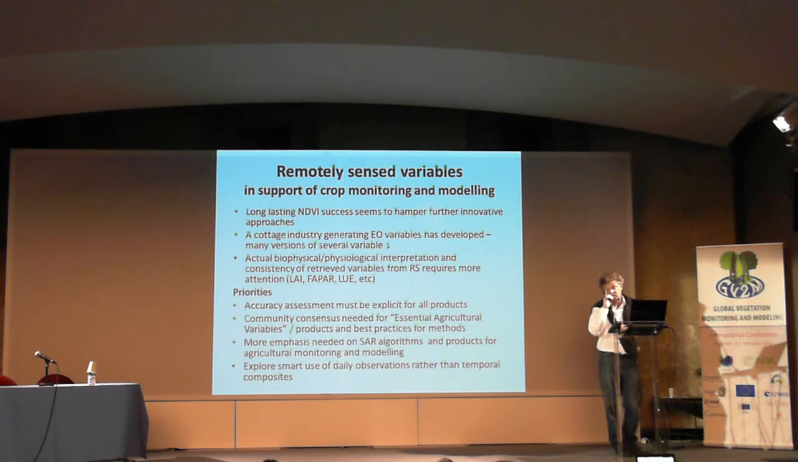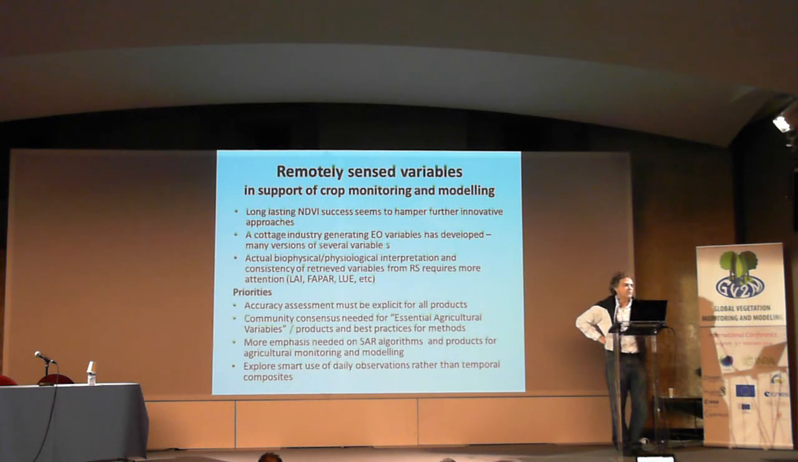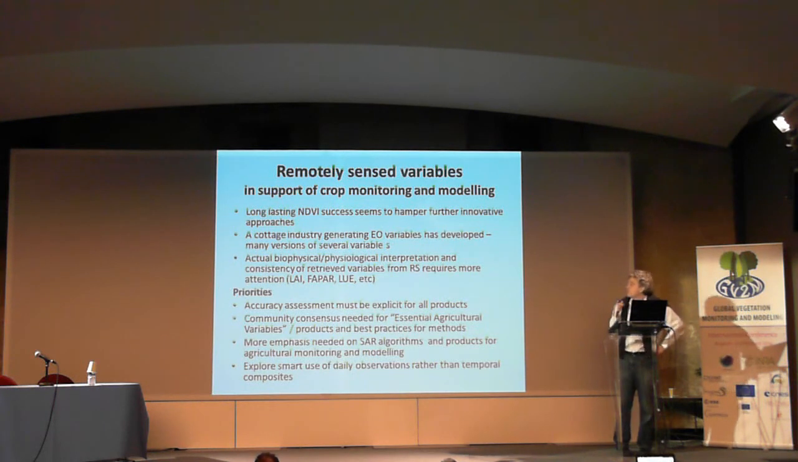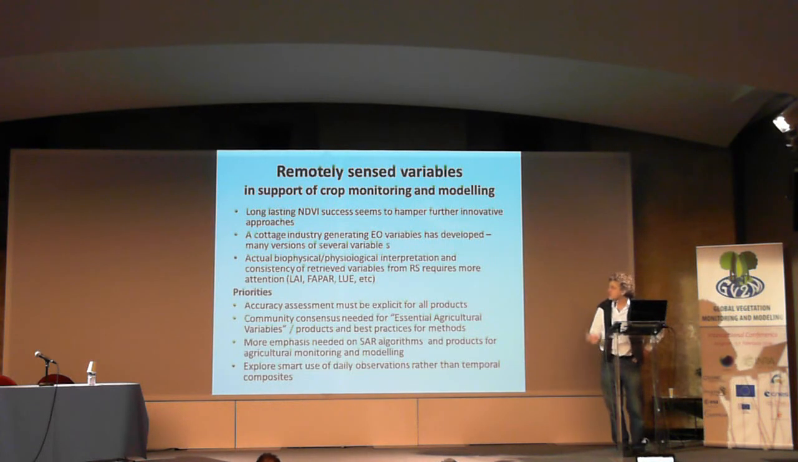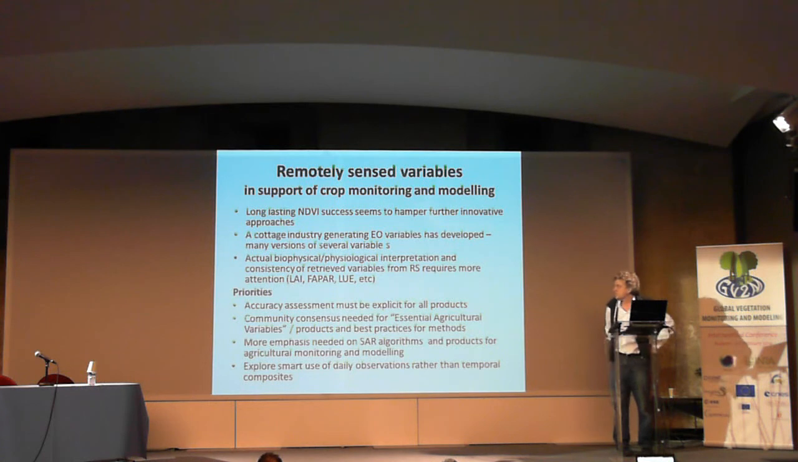So we've got this cottage industry, and we really need to be a little bit more mature as a community, particularly when we're asking other communities to use these data and they don't know what to use, when and where, and whether they should use the EVI or something else. We need to move beyond that. The biophysical, physiological interpretation consistency of variables retrieved from remote sensing requires more attention. Although a lot of effort is being put into these areas, we've just got to nail that down and get to a point where we end and then continue to the next phase of research. But I think the consistency is important.